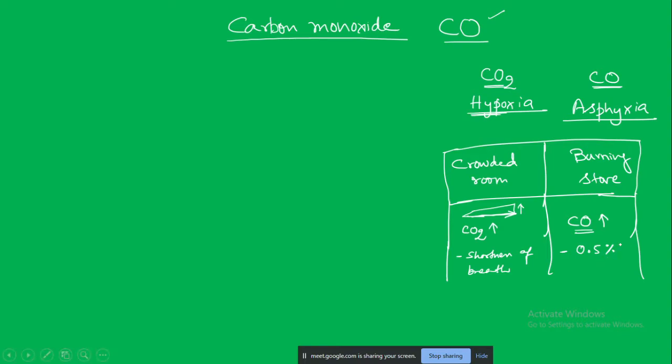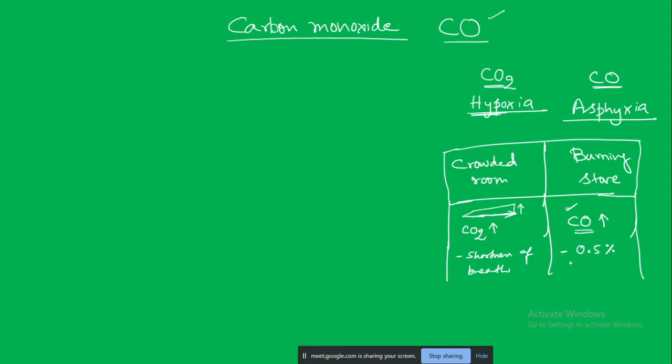So if it is a closed room and there is a burning stove, then it is going to consume all that oxygen that is there in the room. The further burning process will take place in incomplete oxygen, and therefore carbon monoxide will be generated. This carbon monoxide is very dangerous. Even 0.5% can result in death.